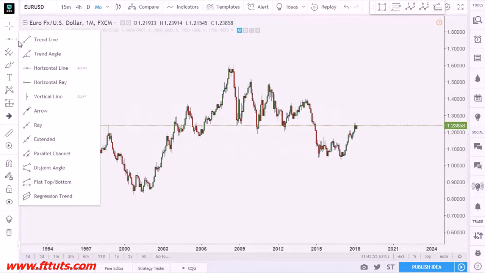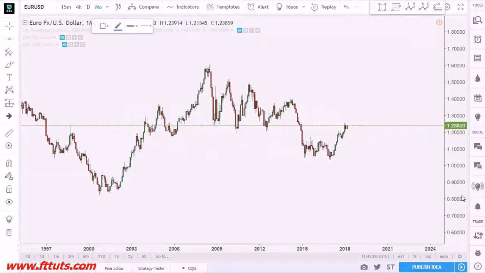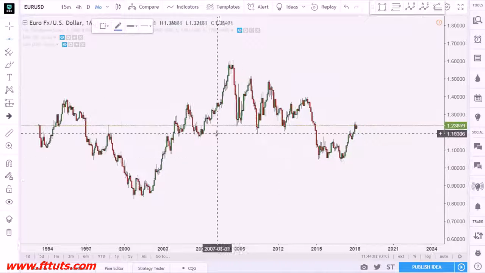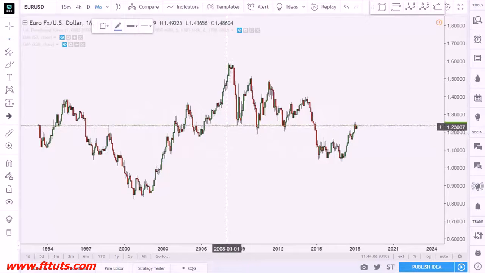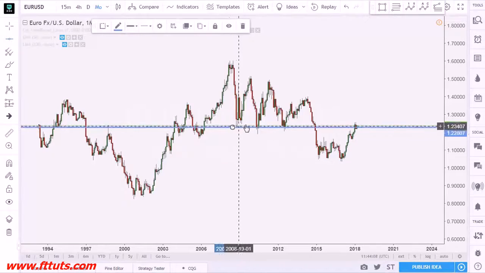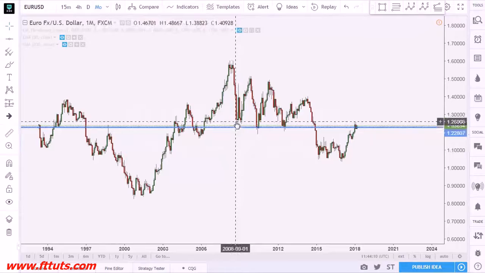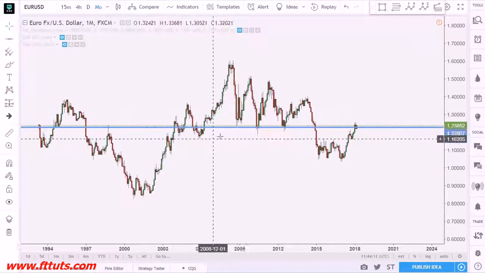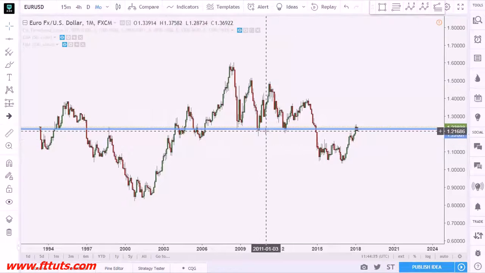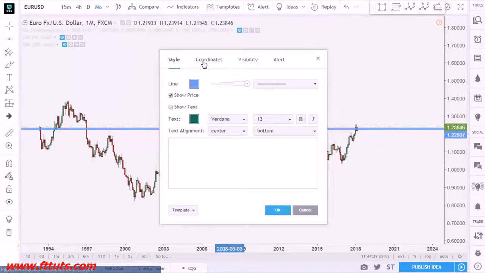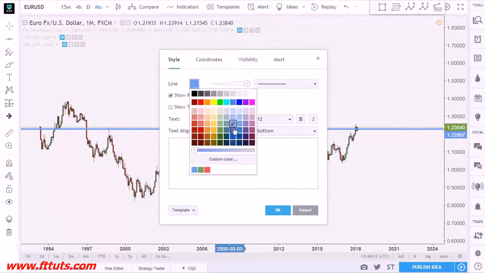So we will use our horizontal line and we will look where price bounces off many times off a certain level. As you can see, we can find some resistance here and turns into support. We have many hits to this line. I like to use the blue color for my monthly key levels, so you can use any color you want. We'll go with blue.